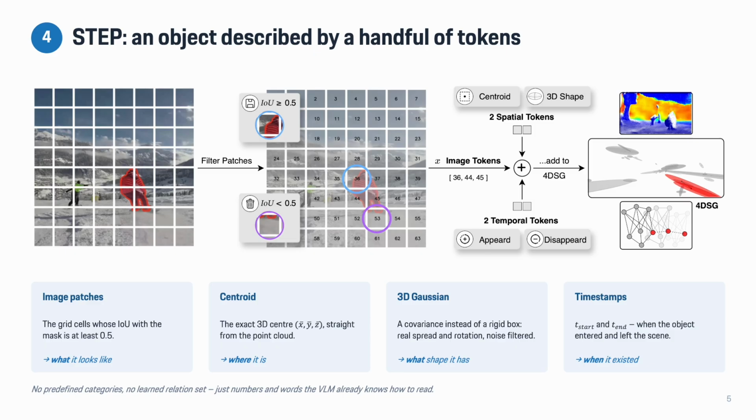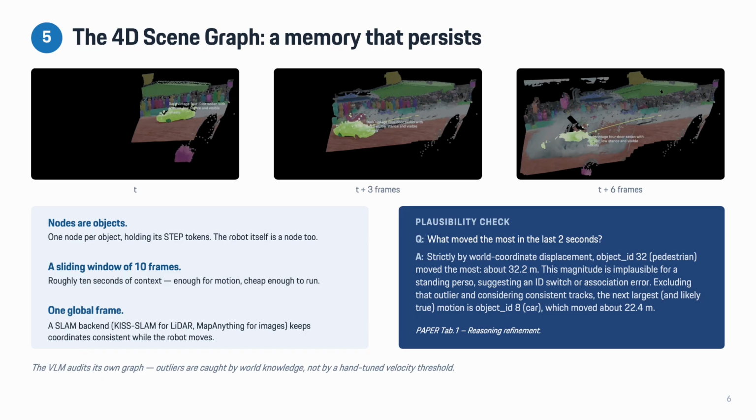Step tokens provide a representation that describes an object with a handful of different semantic, spatial, and temporal tokens. Image patches underlying the mask provide the semantic information. Centroids describe where the object is in 3D space. 3D Gaussians describe the shape of the object, and the timestamps describe when the object entered and left the scene, or when it had a certain position in the scene or a certain shape.